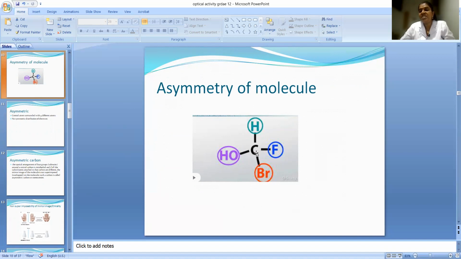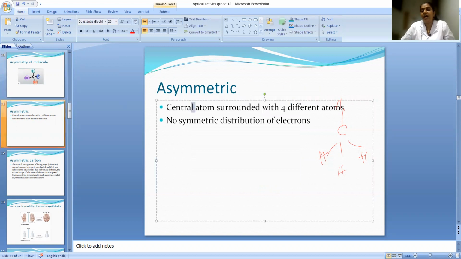Then this carbon is called a stereocenter, or an asymmetric carbon, because it is surrounded by 4 different groups. Suppose it is surrounded by the same groups, like in the case of methane, then it is not asymmetric, it is called symmetric, because the electron density is evenly distributed around the carbon atom. So the carbon must contain 4 different groups, then only it is called an asymmetric center or a stereocenter. What is an asymmetric carbon atom? The carbon contains 4 different atoms and no symmetric distribution of electrons should be there.